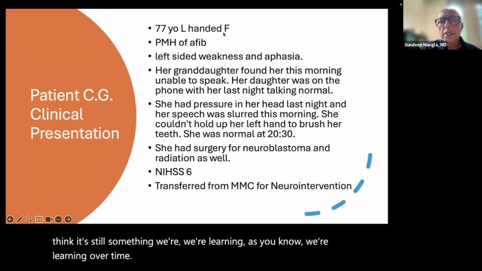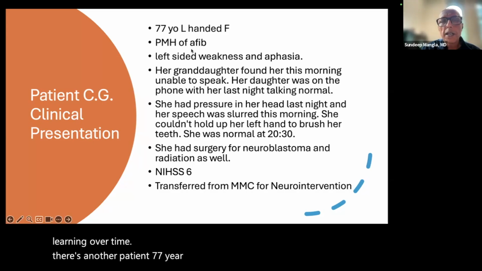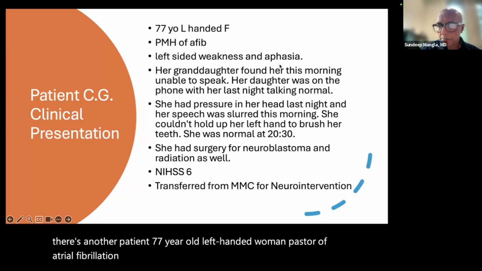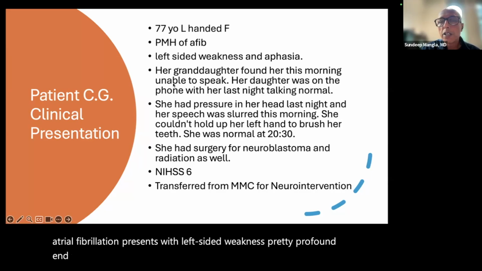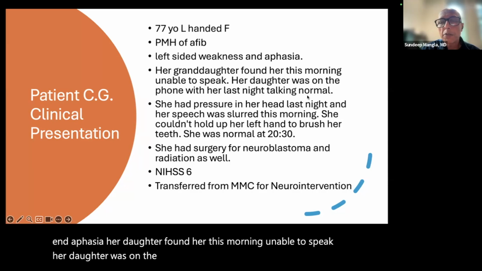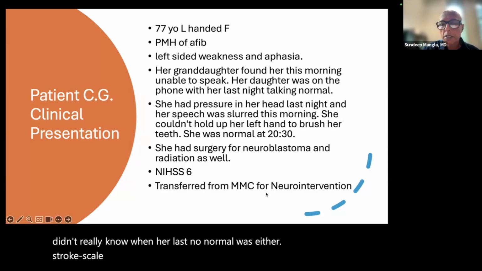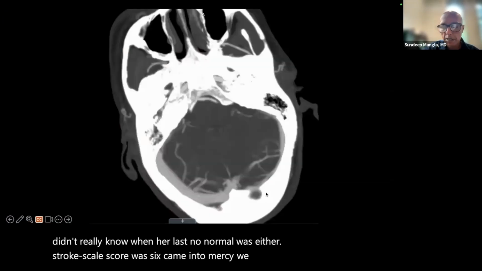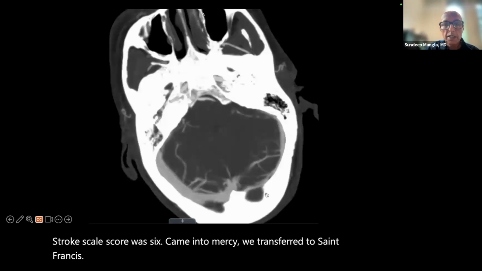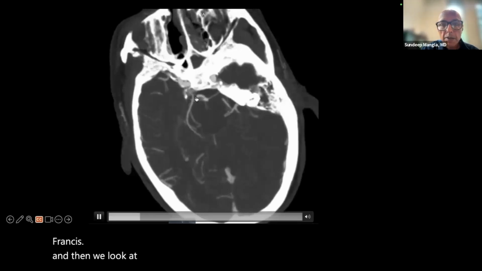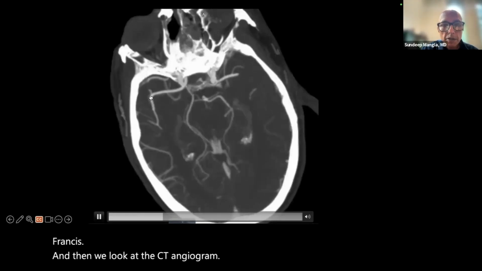There's another patient, a 77-year-old left-handed woman, past history of atrial fibrillation, who presents with left-sided weakness and pretty profound aphasia. Her daughter found her this morning unable to speak. Her daughter was on the phone with her the night before, so we didn't really know when her last normal was either. Stroke scale score was 6, she came into Mercy, and we transferred her to St. Francis. And then we look at the CT angiogram, basilar artery, middle cerebral artery.